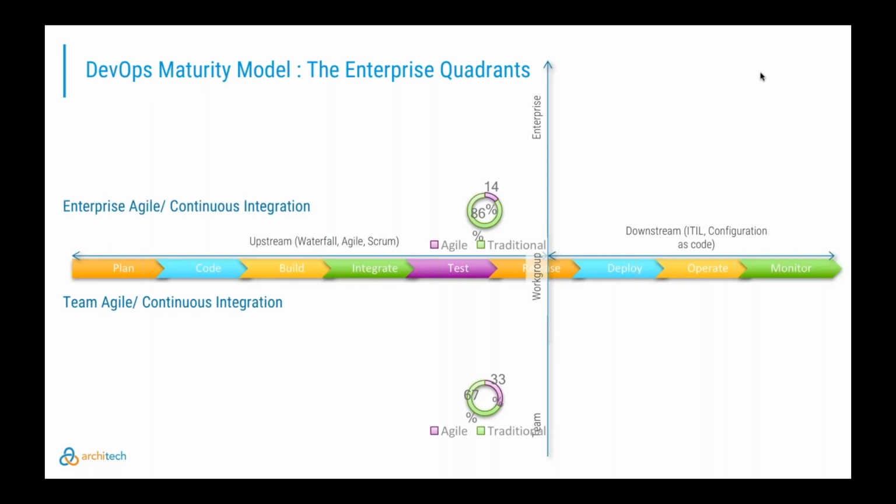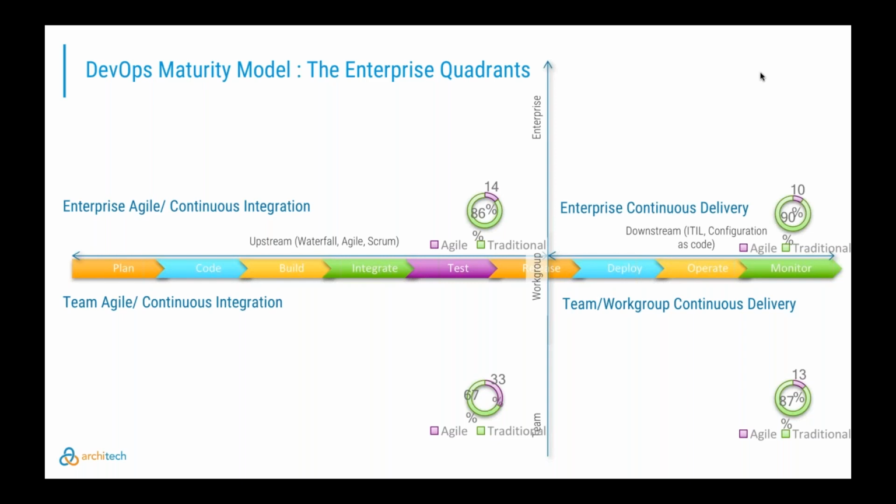And again, we go with the numbers. 33%, like we said, is doing team Agile, but only 14% are doing enterprise Agile. 13% is doing team and work group continuous delivery. Only 10% are doing enterprise continuous delivery. So the majority of people are in that lower left corner of the quadrant.